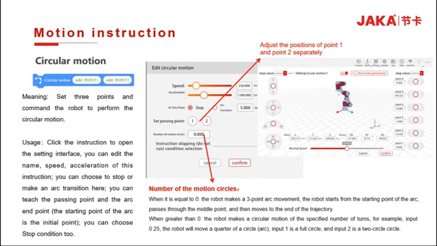Fourth, the number of motion circles. If the number of motion circles remains 0, the robot will perform a 3-point motion, which corresponds to a semicircle. Setting it to 1 lets the robot perform a full circle motion.